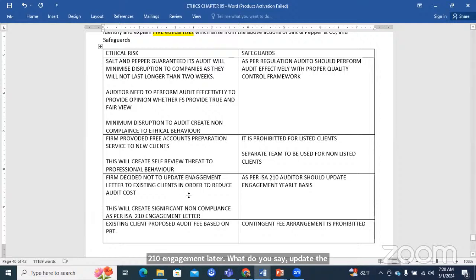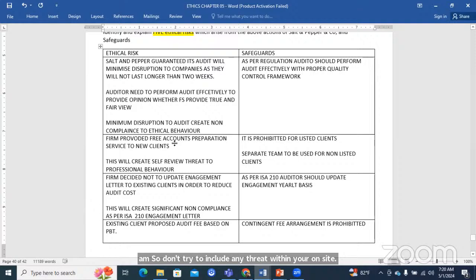Sometimes when you read this, you might think, sir didn't mention a threat here. No need to mention, because there is no threat here. I can't say self-interest. I can't say self-review. Nothing, because that is my mistake. That is non-compliance with the code of ethics. I am wrong. So don't try to include any threat within your answer here.